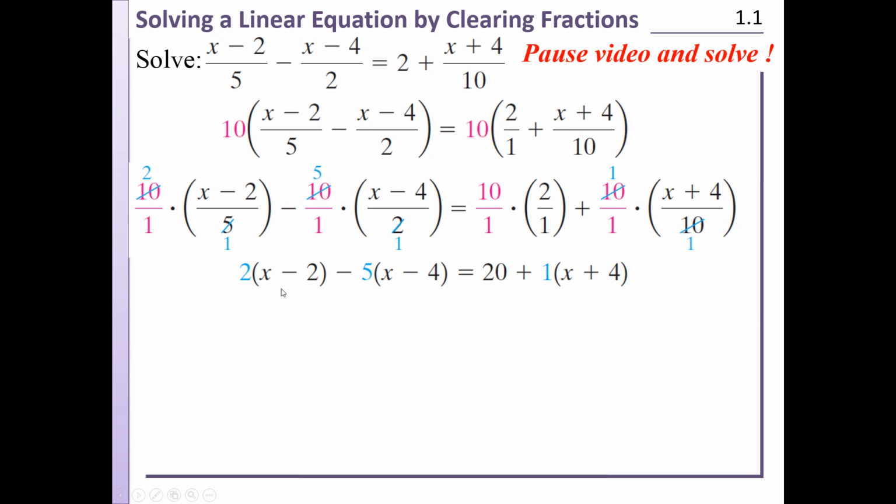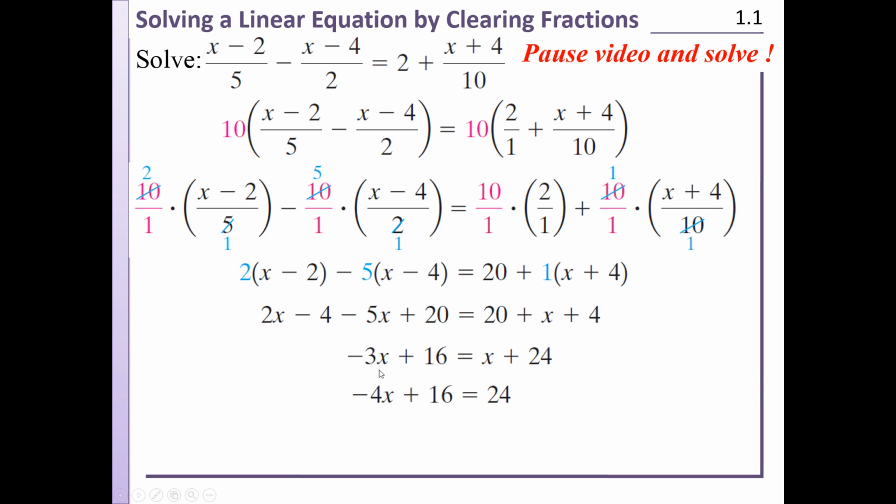We'll have to use the distributive property twice on the left-hand side, and on the right-hand side we won't really need to because this is a 1 and 1 is the identity under multiplication, doesn't change anything in the parentheses. So if we use the distributive property on the left-hand side, we have 2x minus 4 and then minus 5x plus 20. Now we'll collect the like terms. So these are like terms, negative 4 and 20 like terms. So collect the like terms, and then we're going to isolate the variable.